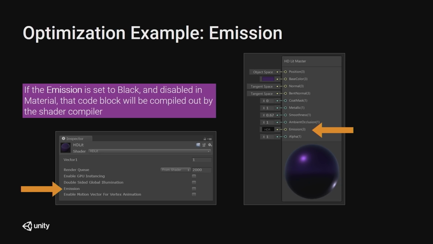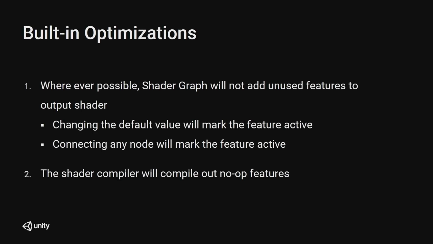Another example is emissions, which is a little bit more nuanced. In the case of emissions, you have 3 requirements. First, the color must be left at the default value of black. Next, it must be left unconnected to any other node. And third, the emissions property must be disabled in the material. If all 3 requirements are met, emissions code will be compiled out of your shader code. To reiterate, taking full advantage of the Unity shader generation process requires that you first don't change the default values unless you need to, and likewise, don't connect nodes unless they're required.